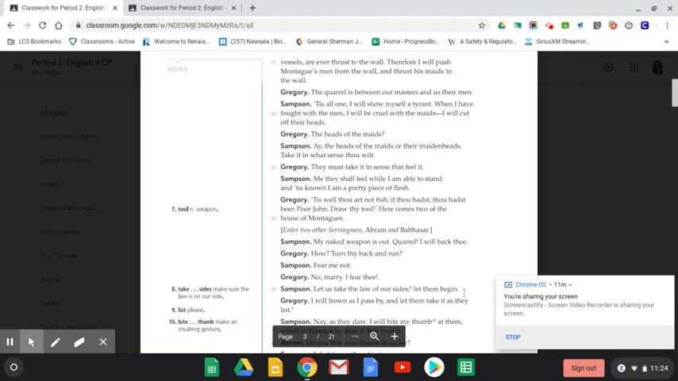So here's the issue: they cannot just start a fight. If they're the ones who start the fight, then they will get in trouble. So now they're going to try to convince the Montague house, even though the Capulets are the ones being aggressive, to start the fight.